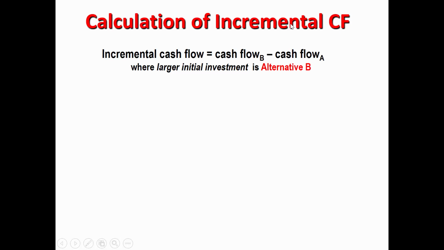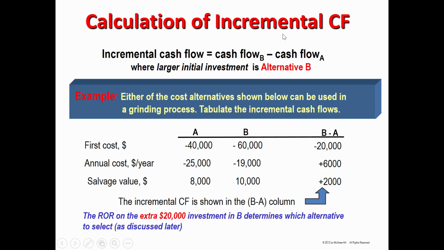So what you do is for every year in a cash flow diagram, if you have two options, you find the difference between the two. So let's say, for instance, that we have option B that's $60,000 as a first cost and option A, which is a little bit cheaper at $40,000. The incremental cost is the difference between the two. So if we do B minus A, you can see that the difference between the two options is an additional $20,000 investment.